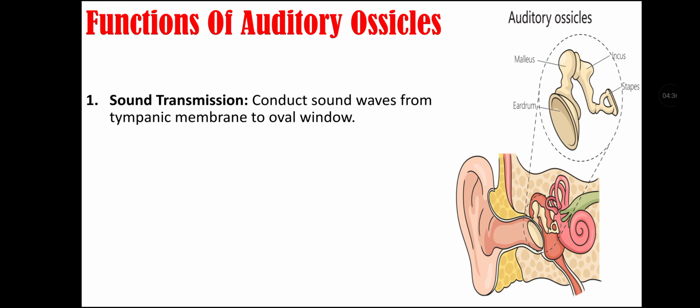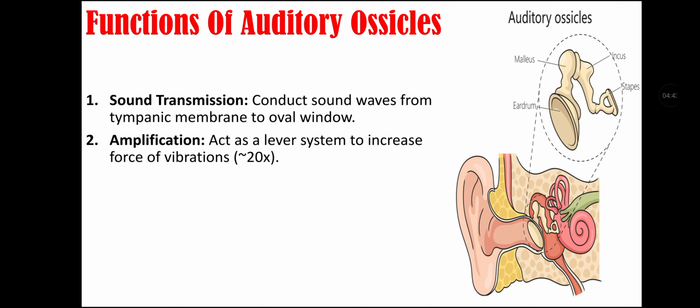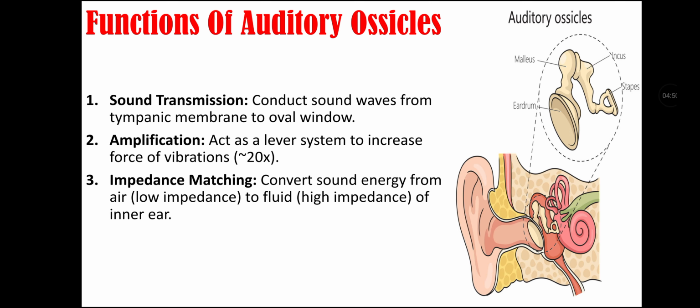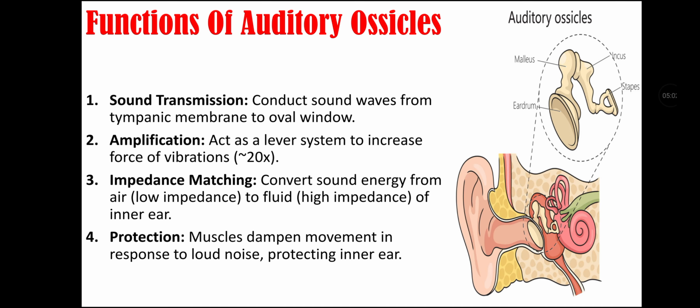Functions of auditory ossicles. First function is sound transmission, as these ossicles conduct sound waves from the tympanic membrane to the oval window. Second function is amplification, as these ossicles act as a lever system to increase the force of vibration. Third function is impedance matching, as these ossicles convert sound energy from air to the fluid of the inner ear, that is low impedance energy to high impedance energy. Fourth function is protection, as auditory ossicle muscles dampen movement in response to loud noise, protecting the inner ear.